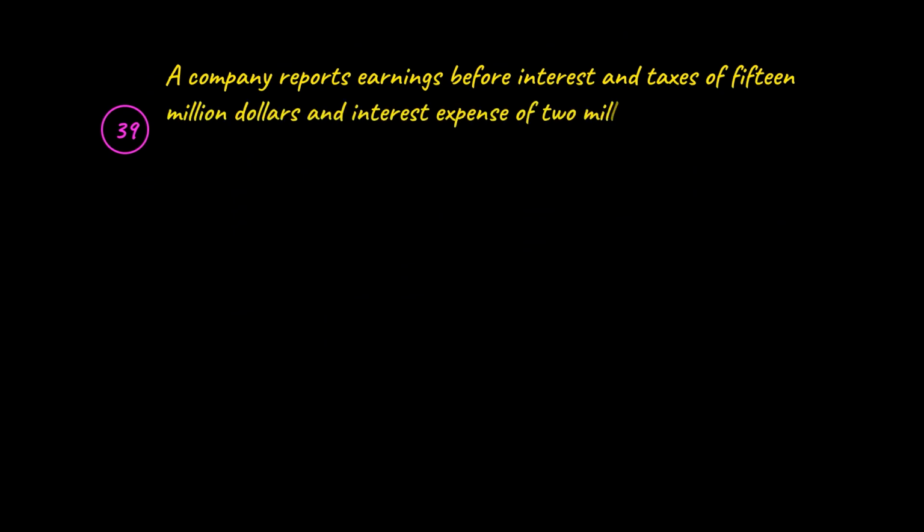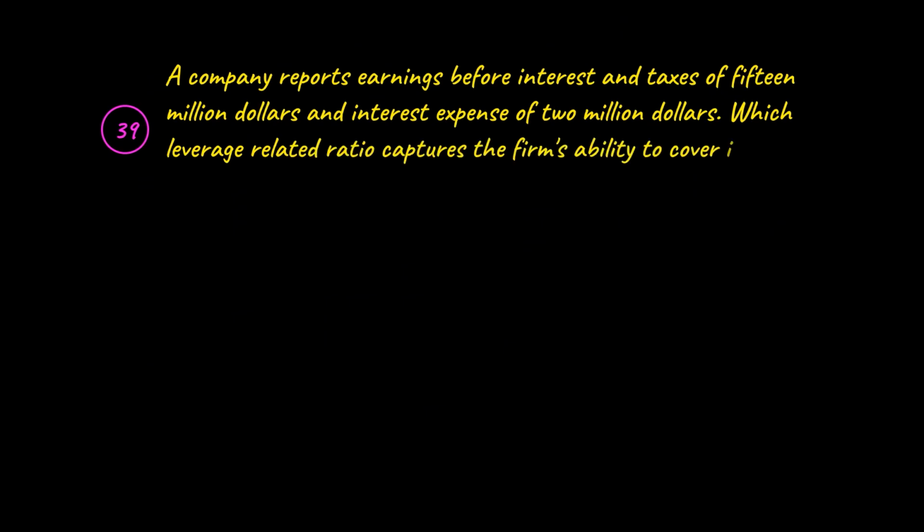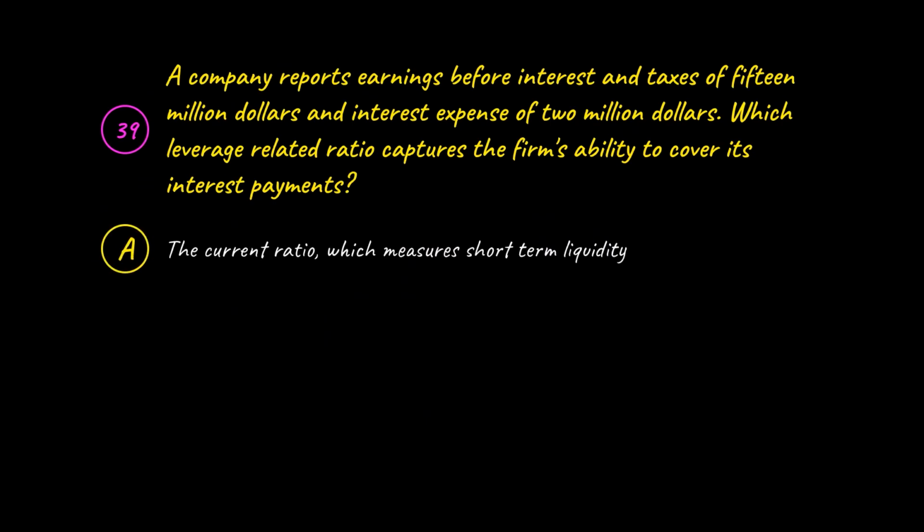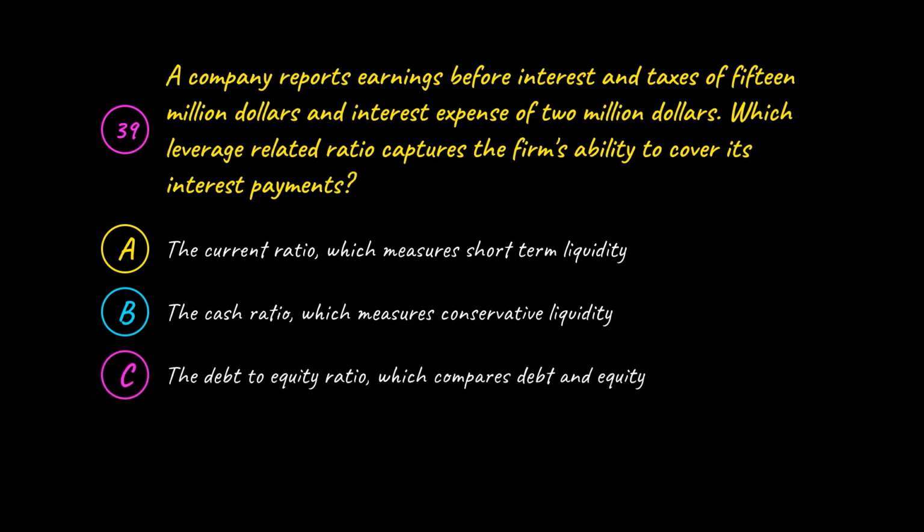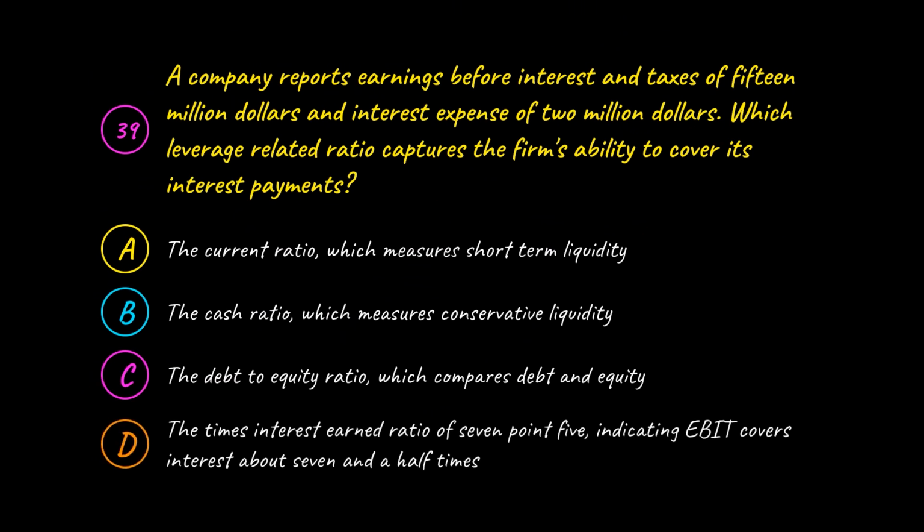Question 39. A company reports earnings before interest and taxes of $15 million and interest expense of $2 million. Which leverage-related ratio captures the firm's ability to cover its interest payments? Your options are A. The current ratio, which measures short-term liquidity. B. The cash ratio, which measures conservative liquidity. C. The debt-to-equity ratio, which compares debt and equity. D. The times interest earned ratio of 7.5, indicating EBIT covers interest about 7.5 times.